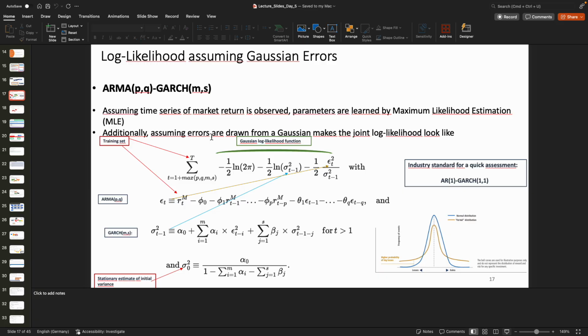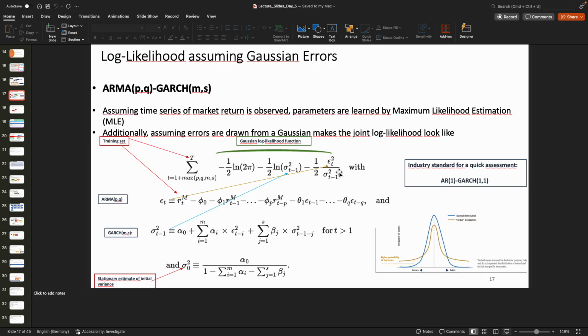Here's something you have seen in the Python code, but I just want to talk about it once myself. So here's an ARMA(p,q)-GARCH(m,s) model. We assume that we observe a time series. I call it r_M, where M stands for market. And I want to learn the parameters by maximum likelihood estimation. The standard way to go is to assume that the prediction errors are drawn from a Gauss distribution.